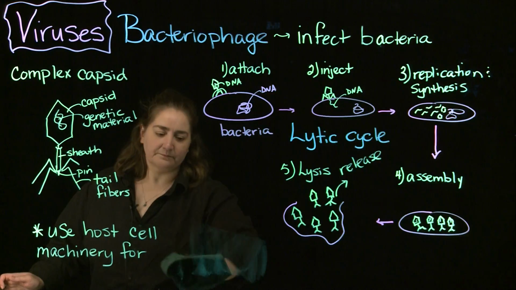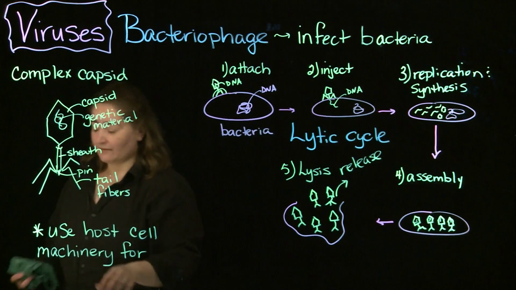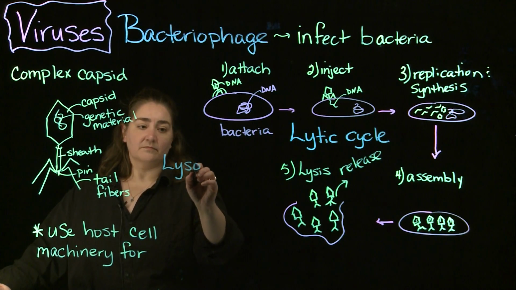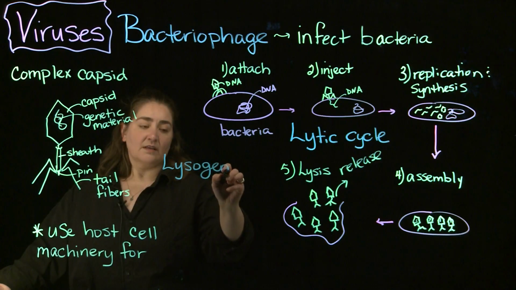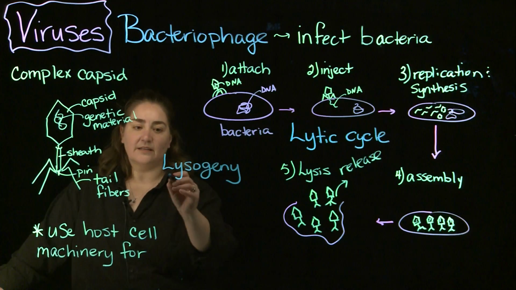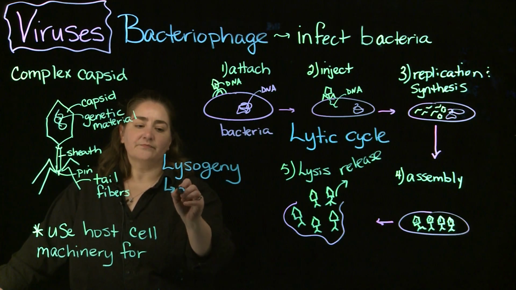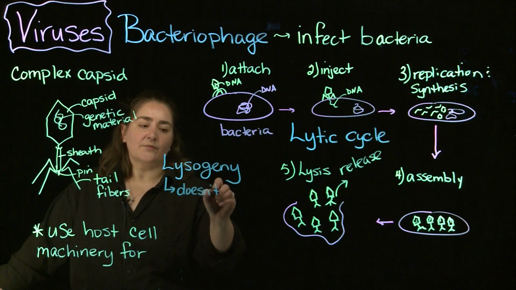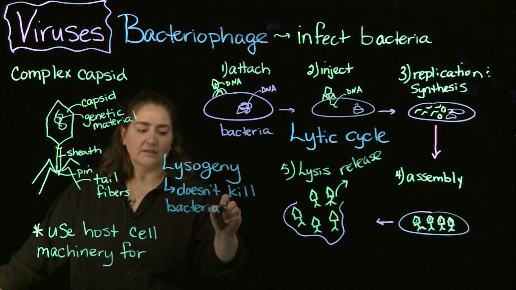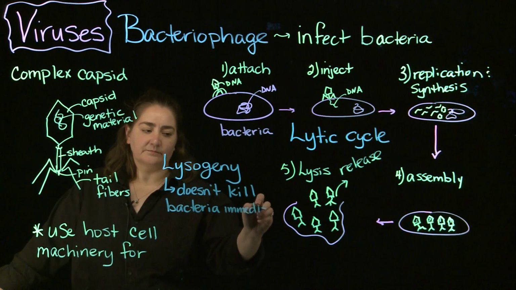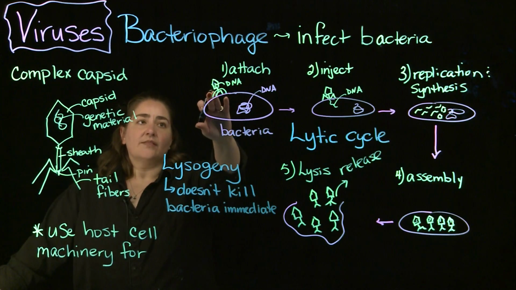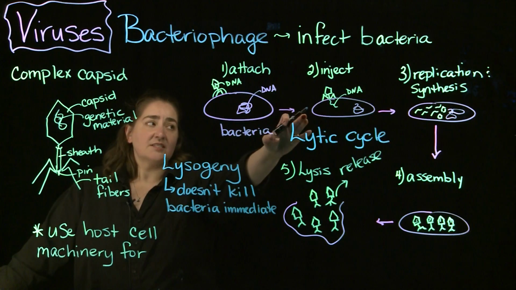I'm going to talk about the other way that viral DNA can exist within a bacterial cell. And that's known as lysogeny, or the lysogenic cycle. All right? The lysogenic cycle doesn't kill the bacteria immediately. What happens with the lysogenic cycle, that bacteriophage is still going to attach, it's still going to inject its DNA.